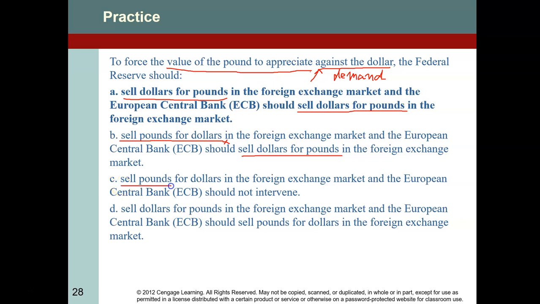Option C, sell pound for dollar, not correct. ECB should not intervene. This is not correct either. Sell dollar for pounds, yes, this is correct. Sell pounds for dollars, no, this is not correct. Only A has sell dollar for pounds for both agencies, and this is correct.